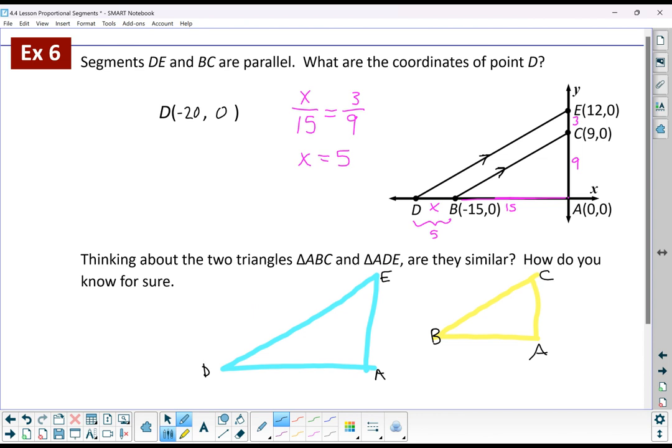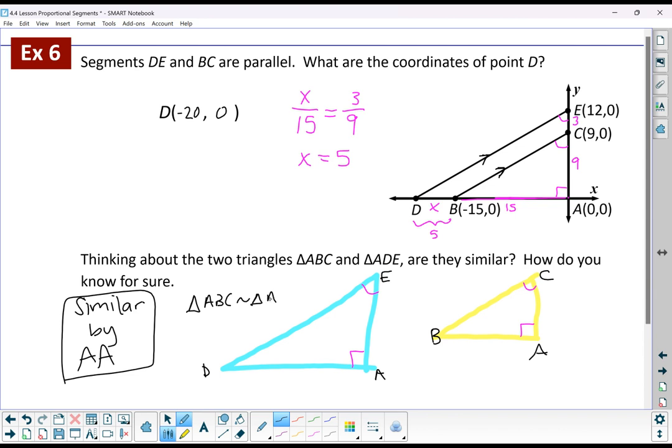Well, I want to remind you that we have some parallel lines. Since we have parallel lines, we know that corresponding angles are congruent. So we know that the angle here and the angle here are equal to each other. And also, we got a right angle right here at the bottom of the triangle. And so definitely these two triangles are similar by angle-angle similarity. We know that if two angles in a triangle are congruent to two angles in another triangle, then the triangles are similar. So yes, triangle ABC is similar to triangle ADE.